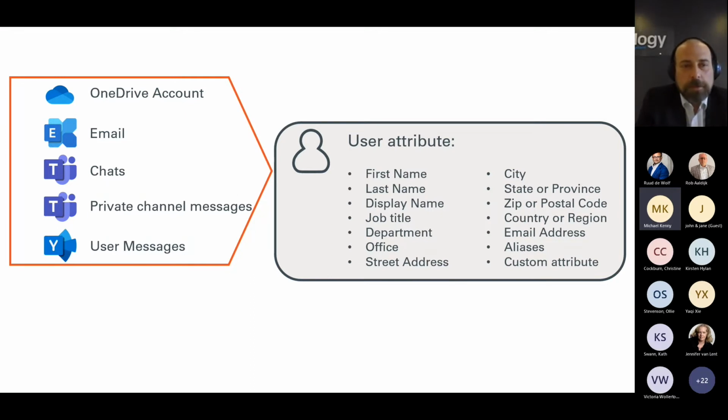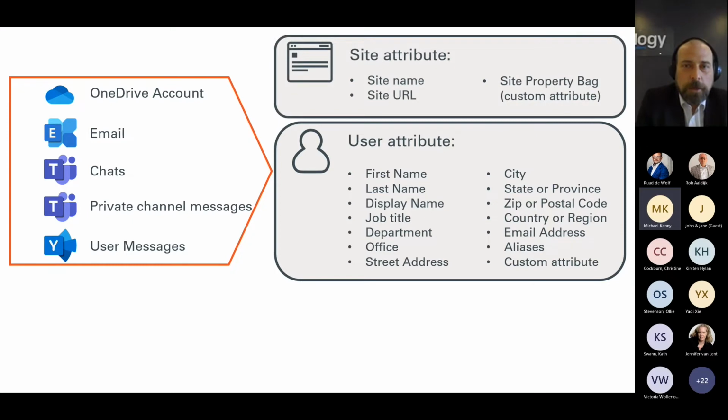So user messages in Yammer, or private channel messages, or email accounts themselves. But of course, users aren't the only entity that has an attribute in Microsoft 365. Sites also have metadata against them. You've got the site name, the site URL, and my favorite, the site property bag. The site property bag, for those who don't know, is effectively a hidden classification on all SharePoint sites.